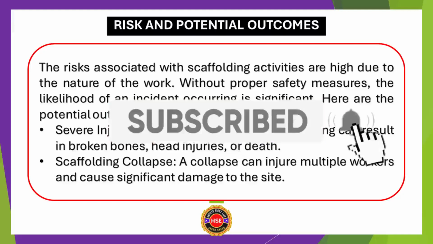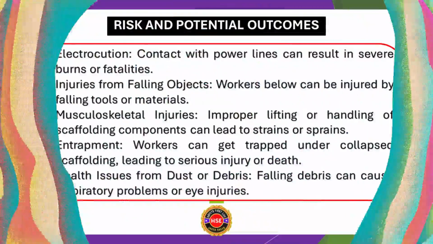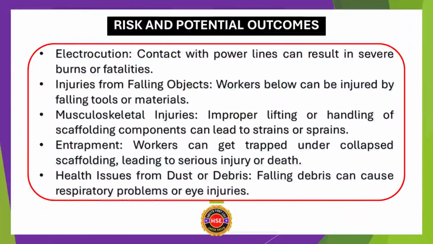Here are the potential outcomes of workplace incidents. Number 1, severe injuries or fatalities. Falls from scaffolding can result in broken bones, head injuries, or even death. So, as a health and safety practitioner, you cannot compromise scaffolding safety at any cost. Number 2, scaffolding collapse. A collapse can injure multiple workers and cause significant damage to the site. Number 3, electrocution. Contact with power lines can result in severe burns or fatalities.